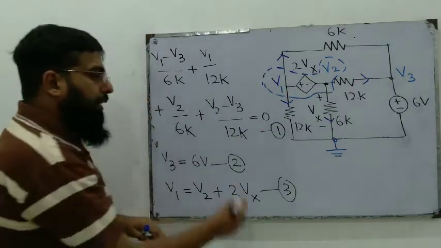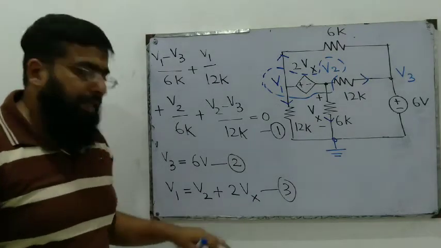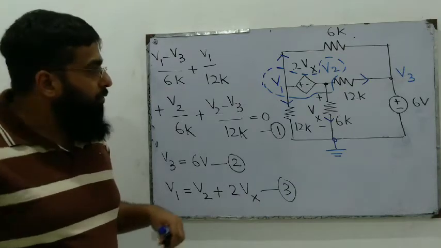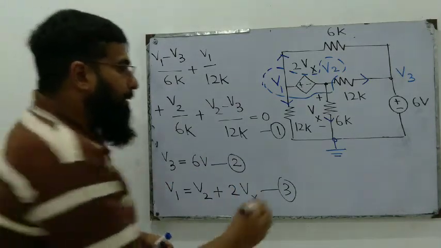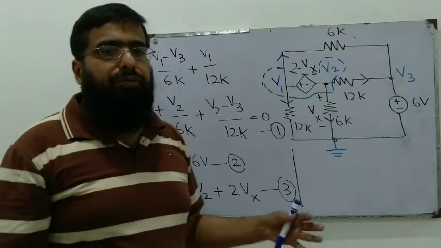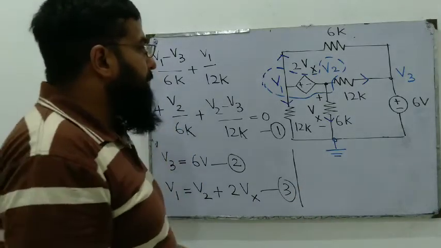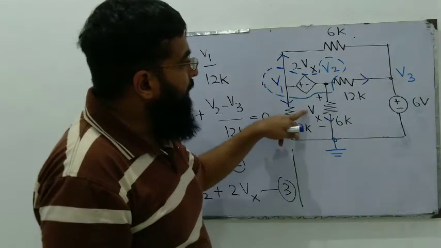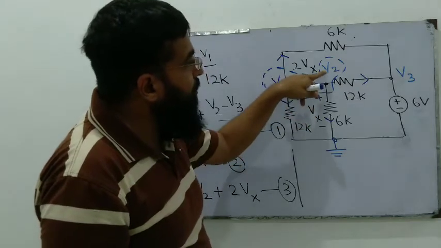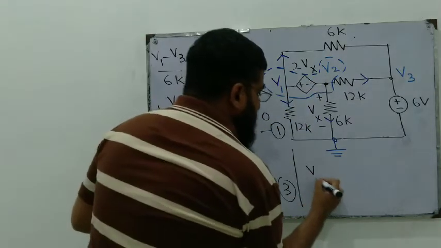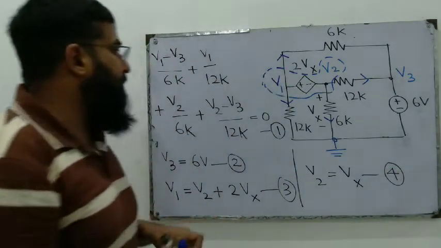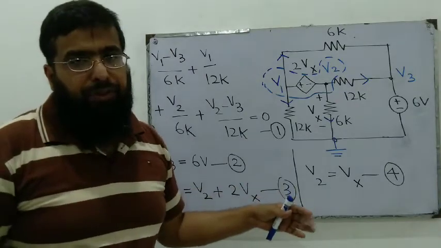So now we have three equations, but we have introduced another variable, that is Vx. This means now we need a fourth equation. How can we find the fourth equation, and then we can solve them to find V1, V2, V3, Vx and whatever we want? Vx is the voltage across the 6K resistor. This is the same as the voltage of this node V2. So V2 can be written as equal to Vx. This is equation number 4. Now we have four variables and four equations, and we can solve them.